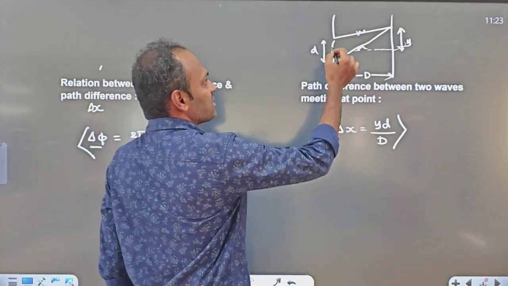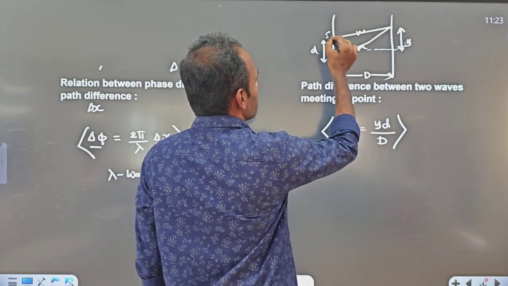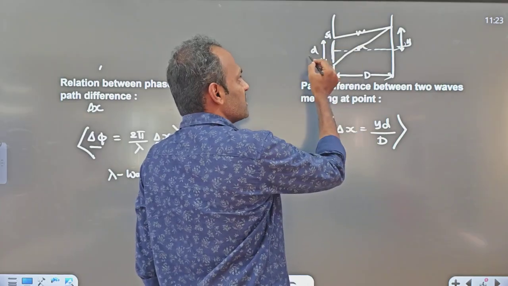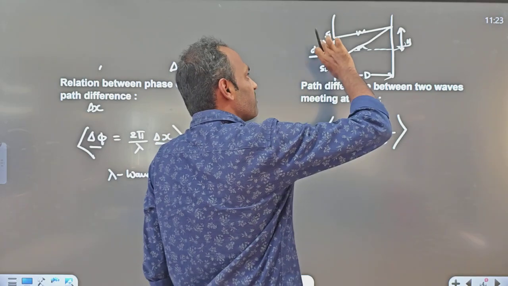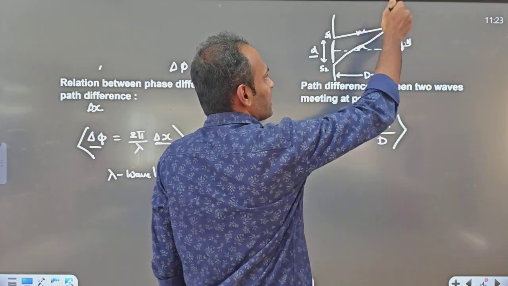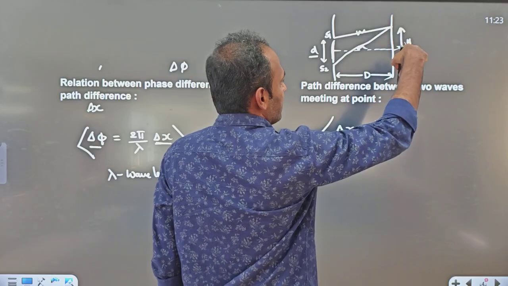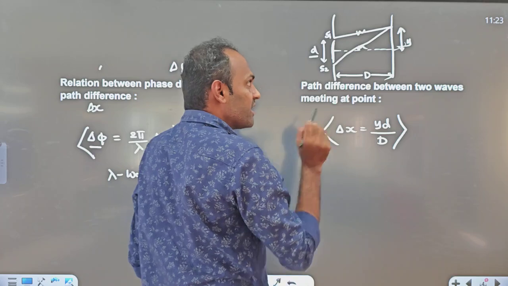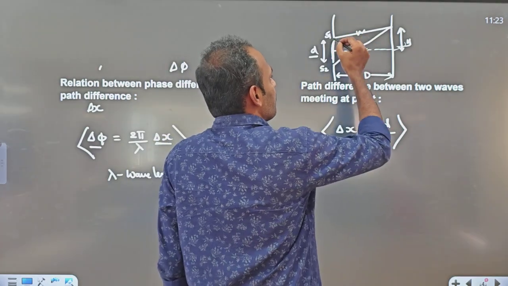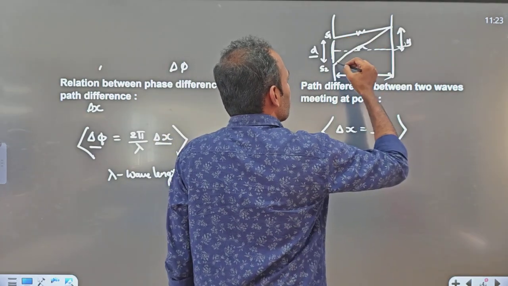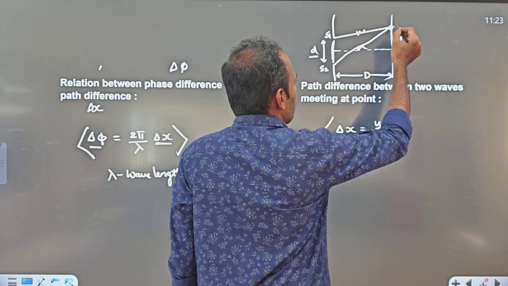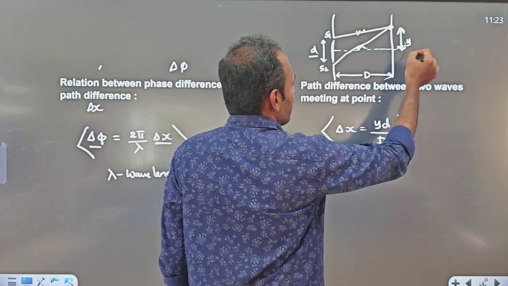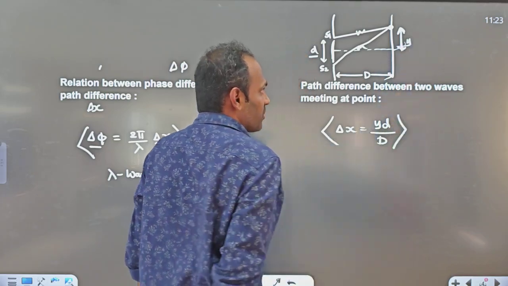Path difference between the two waves meeting at a point. For example, in Young's double slit experiment we have double slits. Let me say this is slit number 1, this is slit number 2. And the distance between the two slits is taken as small d. The two light waves coming from these will get superposed and the interference pattern will form on the screen. This is the screen. The distance between double slit and the screen is taken as capital D. Let me say the waves from the first source and the second source are getting superposed at this point. That point of superposition is at a distance y from the central bright fringe.